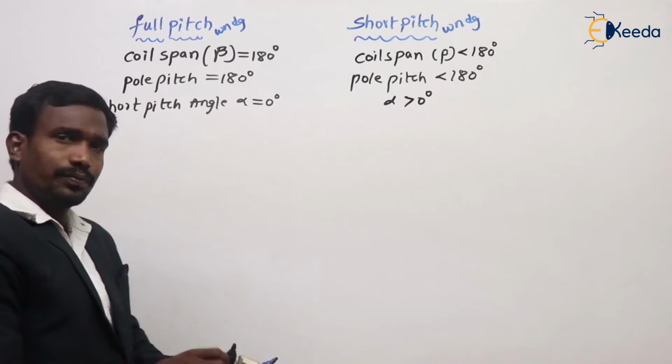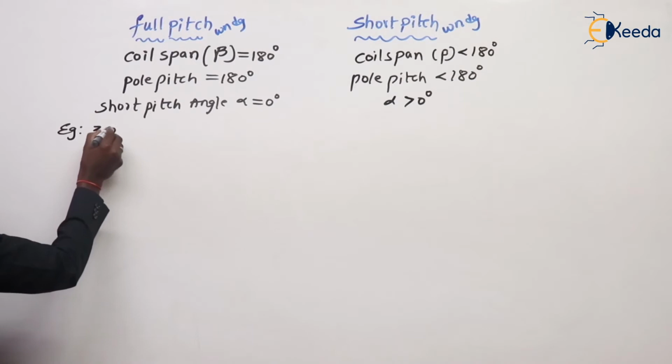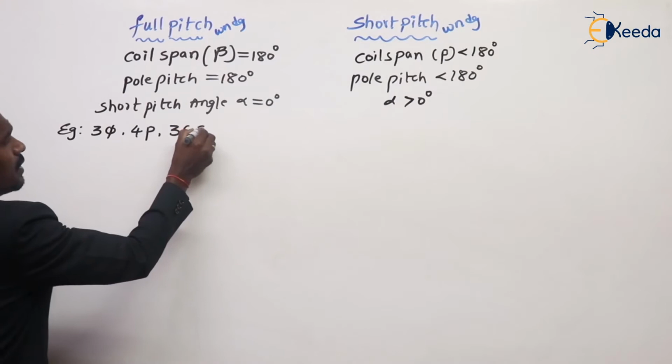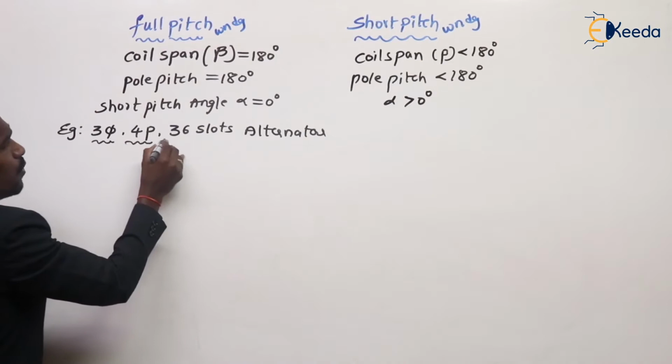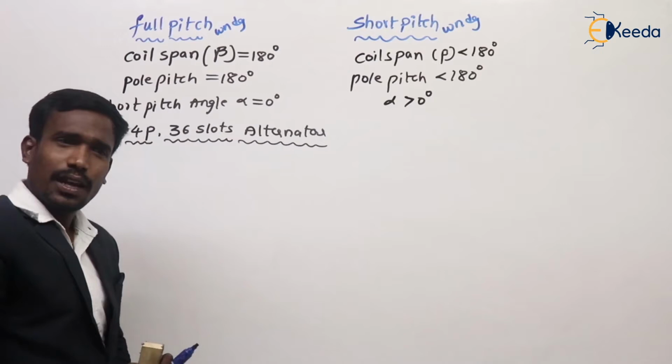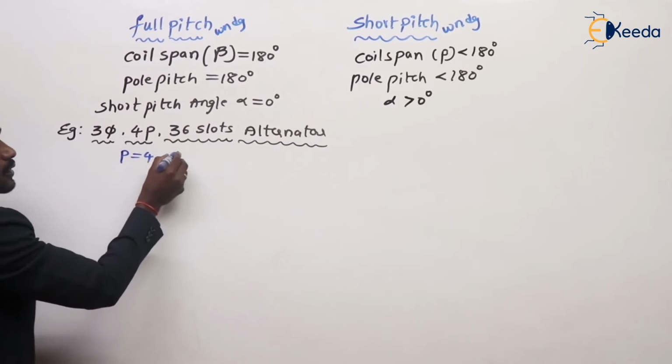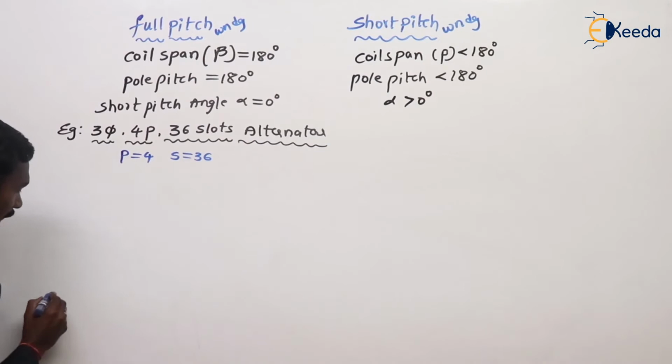Listen carefully. A three-phase, four-pole, 36 slots alternator. This is my question. Can you tell me how many poles are there here? Four poles. How many slots? 36 slots. Let's see.